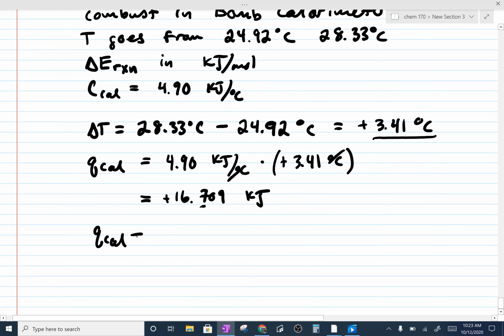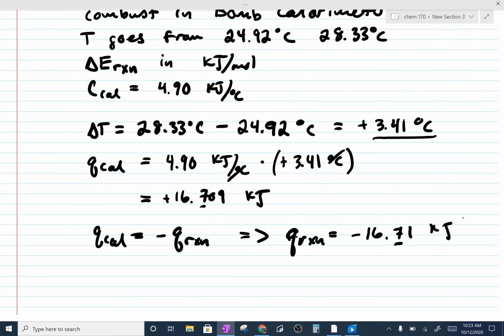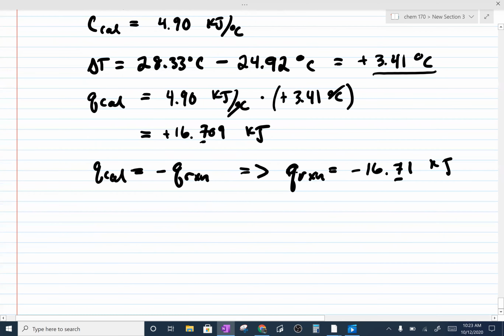So Qcal is equal to negative Q reaction. Q reaction is equal to negative Qcal, which is therefore equal to negative 16.71 kilojoules. And we know, since this is constant volume, that delta E reaction is equal to the Q of the reaction. So we can say that delta E reaction is equal to negative 16.71 kilojoules.